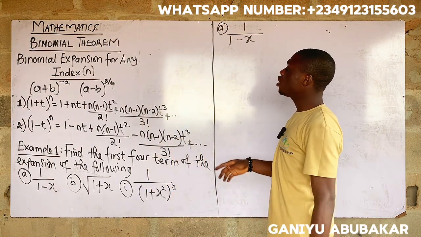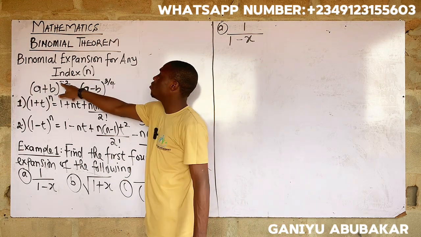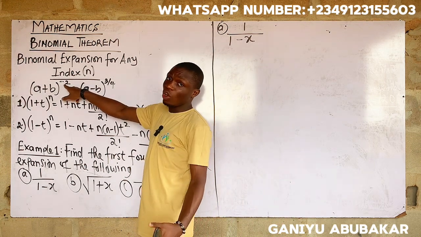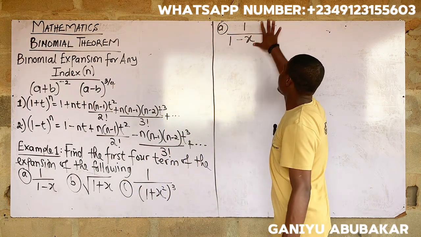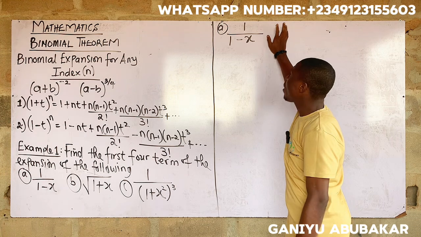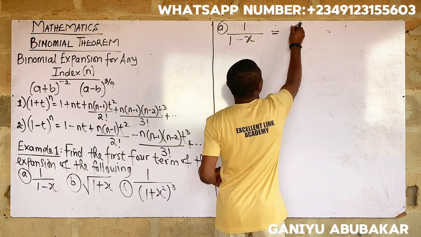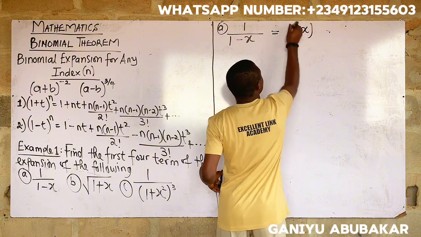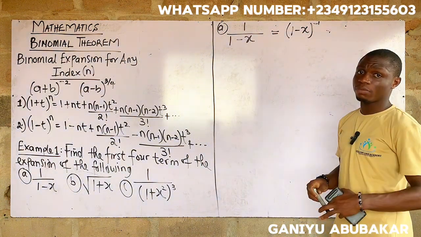But what's the task? We said these formulas are only applied when we have a negative power, degree, index, or a fractional one. But look at this one now. There's not any power here. So we have to take this back to indices. It becomes 1 minus x all to power minus 1. This becomes your indices concept, right?